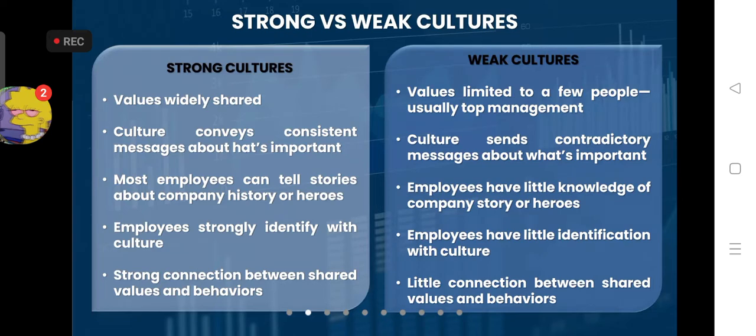So imagine if you work in such an environment with a weak culture. It is very depressing and stressful, it just adds on to our stress. So that's why we aim to have that strong culture someday. So let's have the next slide.